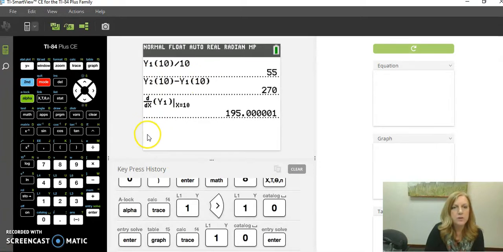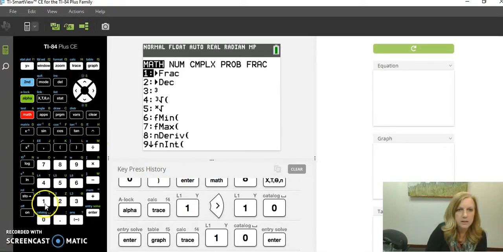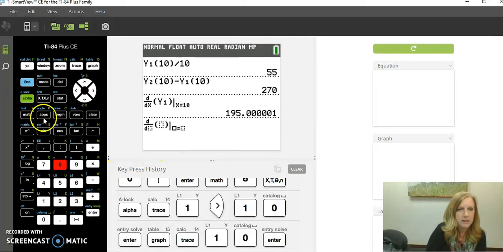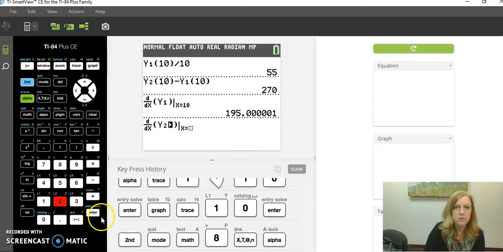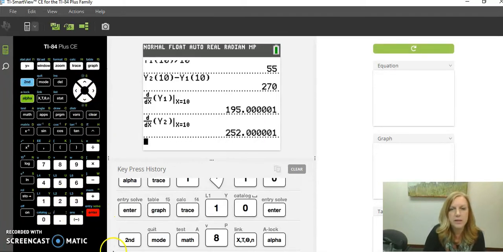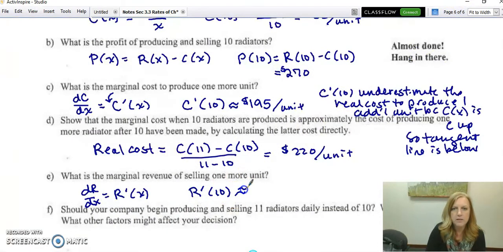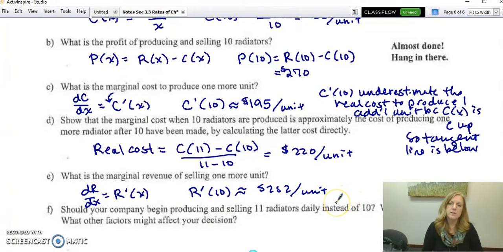All right, so now I need to do my marginal revenue, which is my derivative. So math 8, and then I want to do with respect to x, except we're going to be in Y2 this time because it's the revenue, so 2, and then at 10. So we enter that and we get about $252. Okay? So approximately $252 per unit.